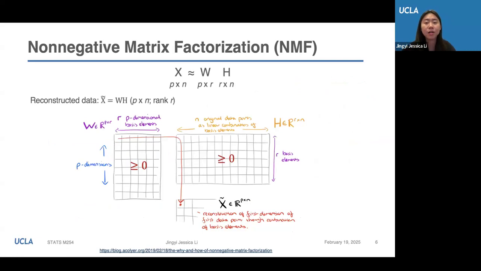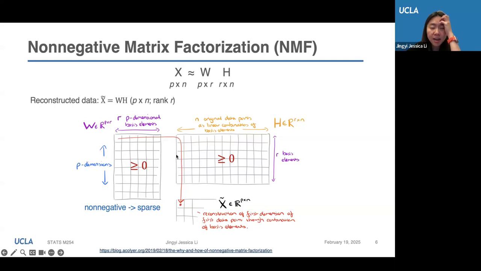Okay, and this is a cartoon showing NMF. So all three matrices must have non-negative entries. So again, this product of the two matrices can let you reconstruct the original matrix. So that is the first row of W times the first column of H gives me the first entry in the X matrix. And we hope that this reconstructed value, which we call X tilde, is close to what's in X.